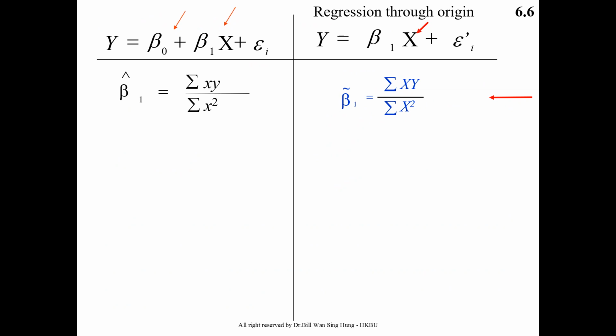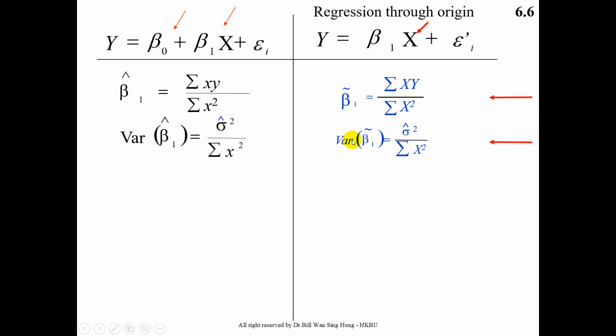We here compare the regression with the intercept and the regression without the intercept. Now in this case, beta 1 hat will be equal to summation small x small y divided by summation small x i square, where small x is in deviation form and small y is in deviation form. But if there is no intercept in the model, then beta 1 tilde will be equal to summation capital X and capital Y divided by summation capital X square. So these are not in deviation form.